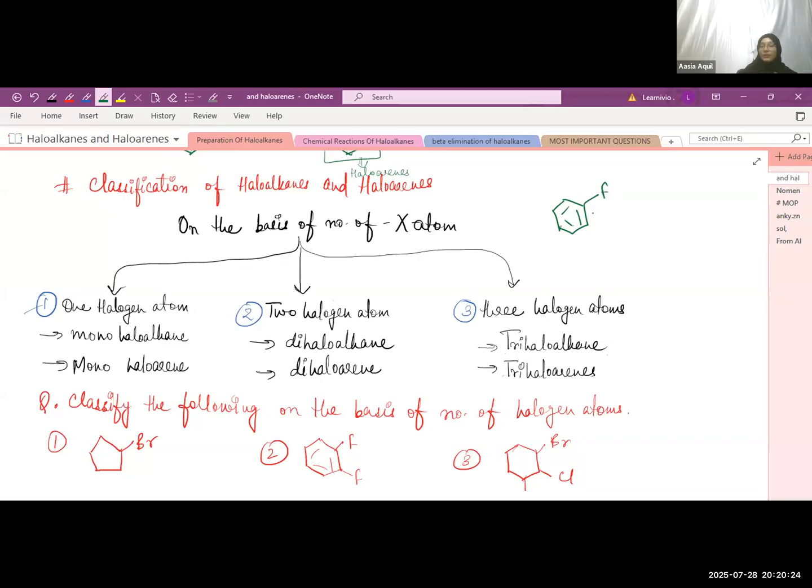So if only one halogen atom is present, then we call it a monohaloalkane or monohaloarene, right? Similarly, if two halogen atoms are present, what do we call it? Dihalo. For two, we just use the word di. So dihaloalkane or dihaloarenes. Clear, Aneesha? Yes, ma'am. Similarly, for three halogen atoms, we just use the word tri. So trihaloalkane or trihaloarene. Okay?